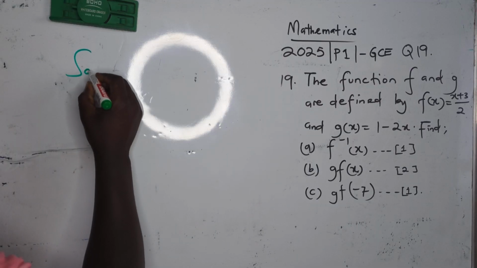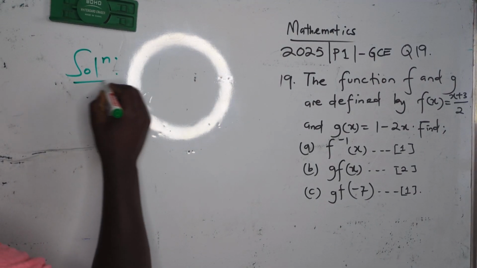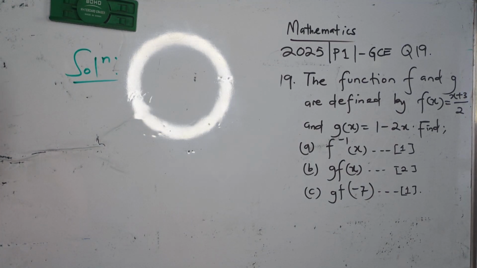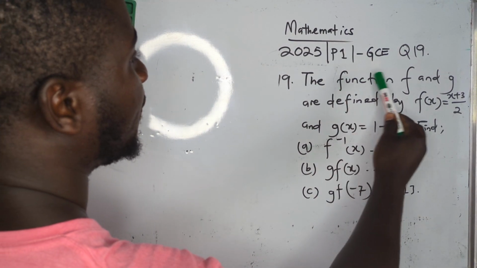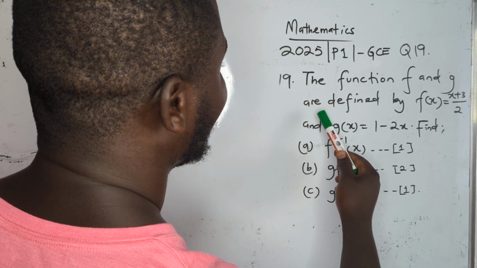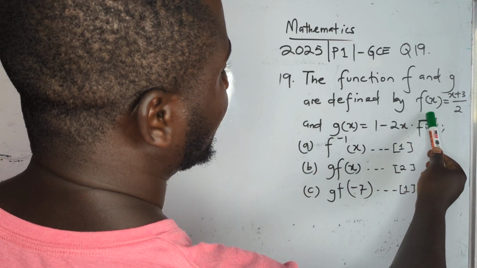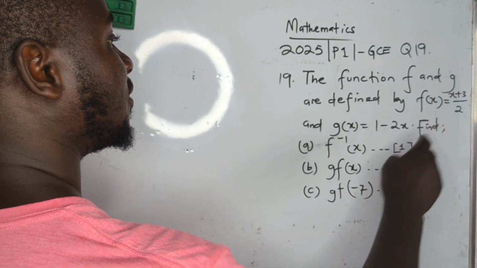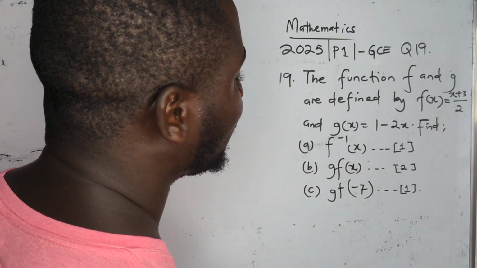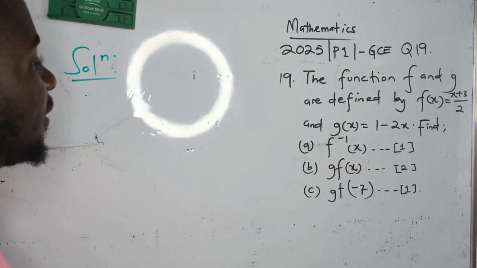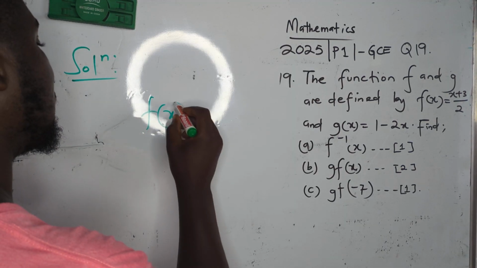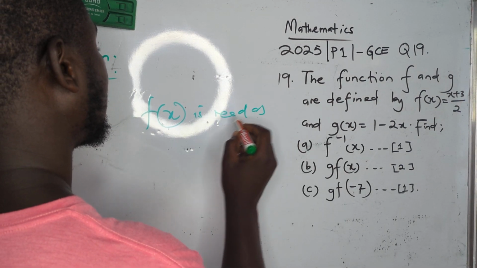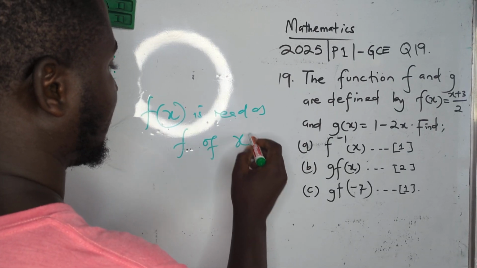So I'm going to say solutions. Allow me to use this different marker. Let's read the question together. Question reads, the function f and g are defined by f of x. Reading functions is key. So this is not fx, but f of x. So this one is read as f of x.